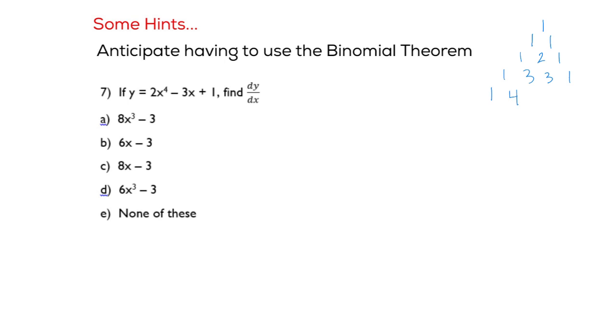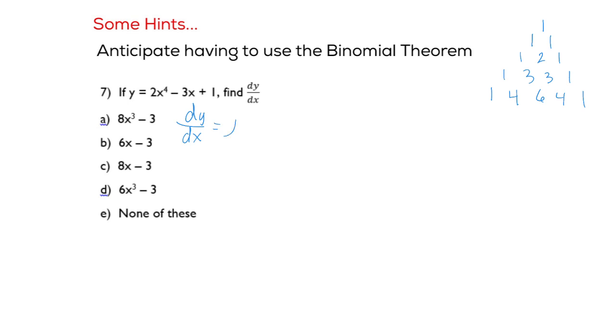So the fourth row goes 1, 4, 6, 4, 1. Okay, so now I'm going to start way up here, top left. And this one says, let's see what our goal is. It says find dy/dx. Okay, that's a little bit different, just different notation, but it's still finding the derivative. So let's practice using that different notation.